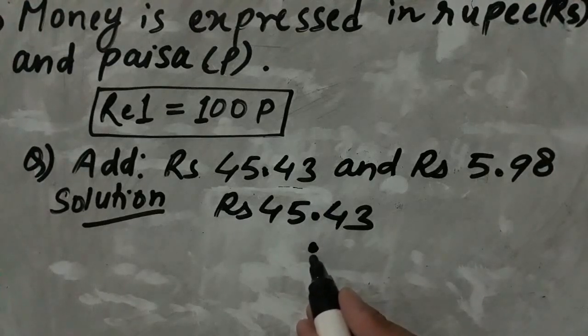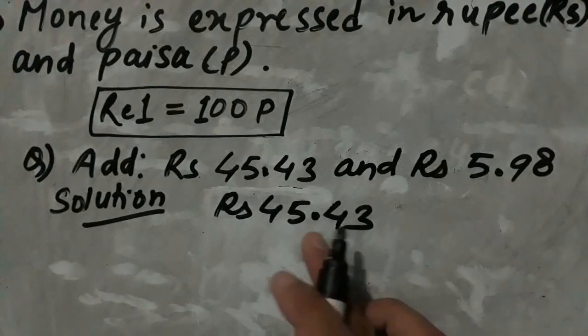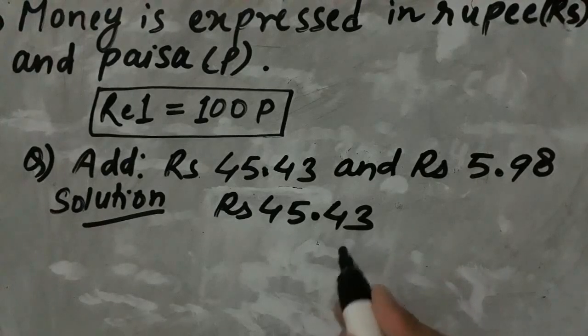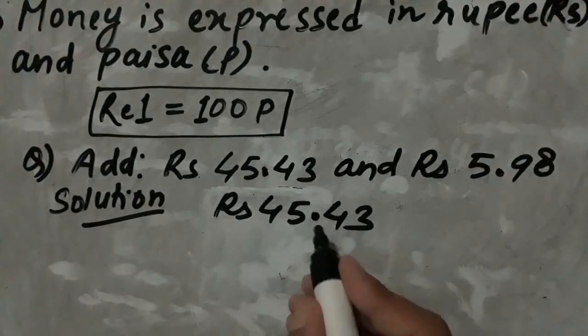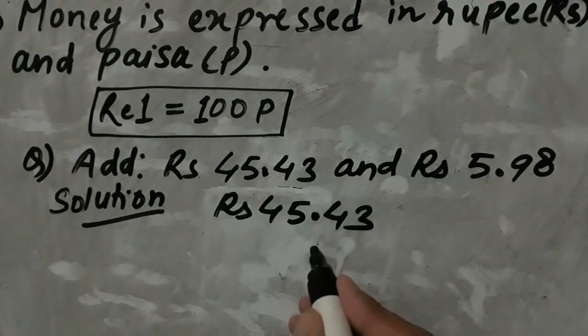The another decimal must lie just below the first one. We are not supposed to put the decimal over here or over here. The decimal should be just below the first one.